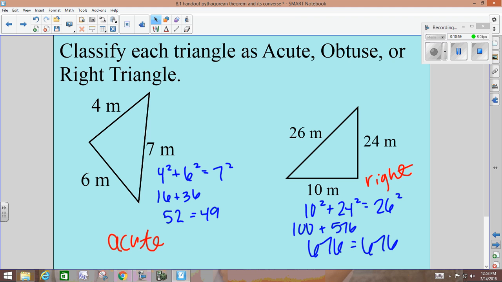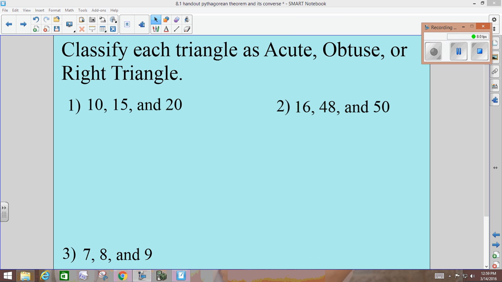Go ahead and do those next three on your own. Linz, what kind of triangle did you get with that 10, 15, and 20 lengths? Acute? You guys agree with her?